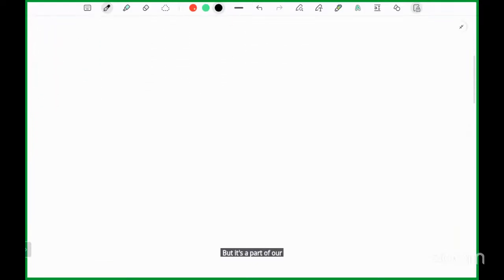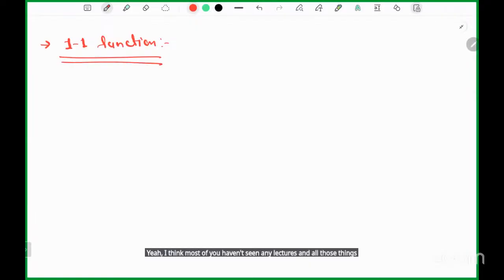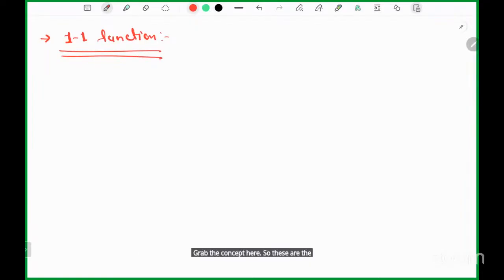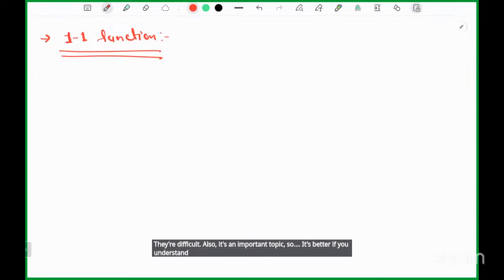So now let's start with 1-1 functions. I think most of you haven't seen any lectures and all those things, so it's okay. You just grab the concept here. These are the basic concepts. It's not that difficult. Also, it's an important topic, so it's better if you understand now.